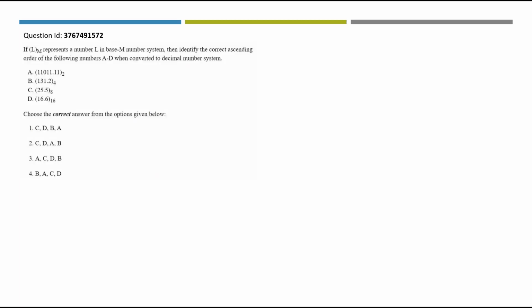If L to the base m represents a number L in base m number system, then identify the correct ascending order of the following numbers A to D when converted to decimal number system. A is given in binary form, B is given in base 4 form, C is in octal, D is in hexadecimal. You have to convert all the 4 numbers in different bases to decimal number system, which is base 10. This decimal value should be arranged in ascending order.